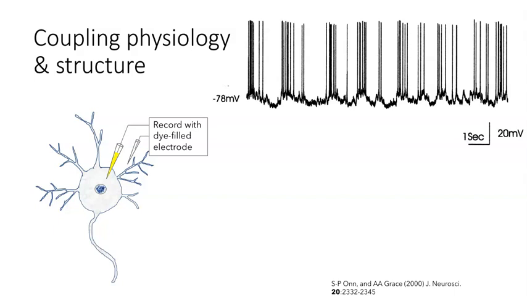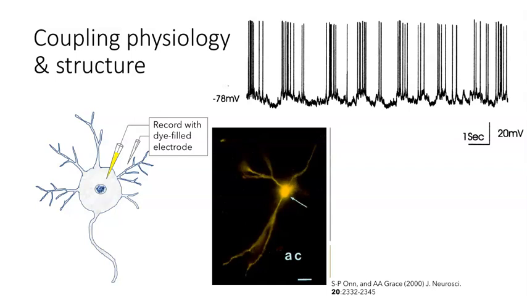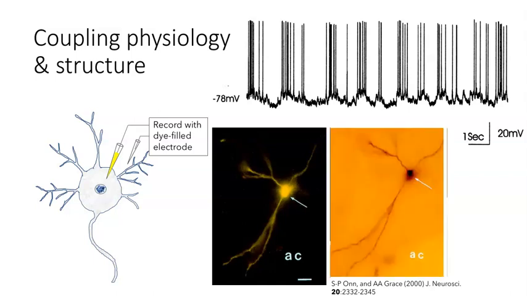Here's an example from work by Ower and Grace. Their research focused on a group of cells in the nucleus accumbens and looking at how the activity changes in response to amphetamine withdrawal. And after they'd made the recording, then they would fill it with dye so they can visualize it. So again, here's this accumbens neuron visualized with the Lucifer yellow. It's also possible to react this dye so you can get a permanent preparation, which is shown here.